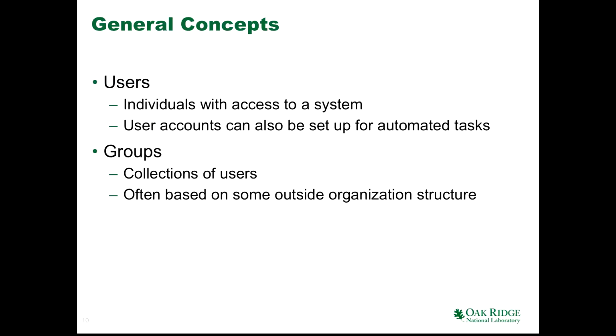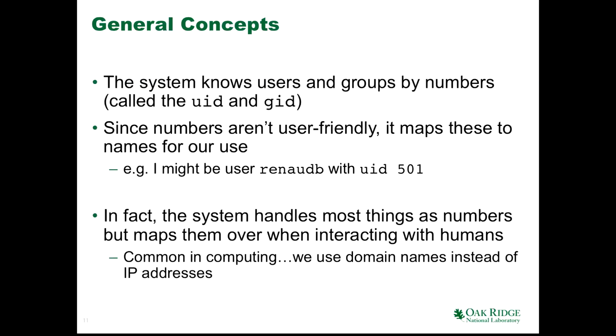They may be based on the research area you're working in. It might be where you're physically located, your organization structure, or something else. But a group is simply a collection of users. The system understands users and groups by particular numbers. Those are called the UID, the user ID, and the GID, the group ID.